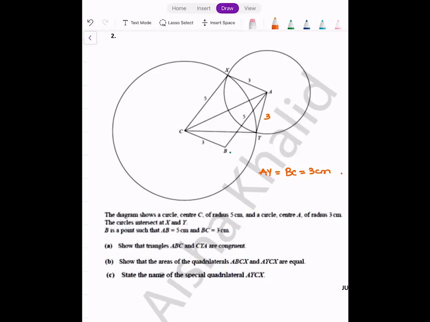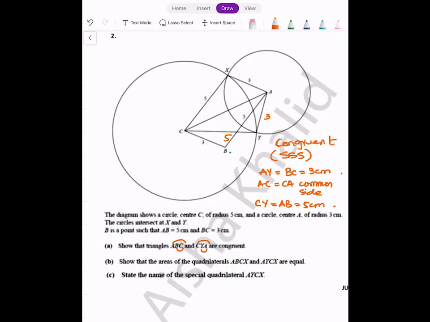Okay. Next, can I say AC is equal to CA because this is a common side? AC is equal to CA, common side. BC is equal to YA, I have already proved that as 3. Then CY is the radius 5 and here AB length is already given as 5. So CY is equal to AB, which is equal to 5 centimeters. So according to the SSS property, they're congruent.